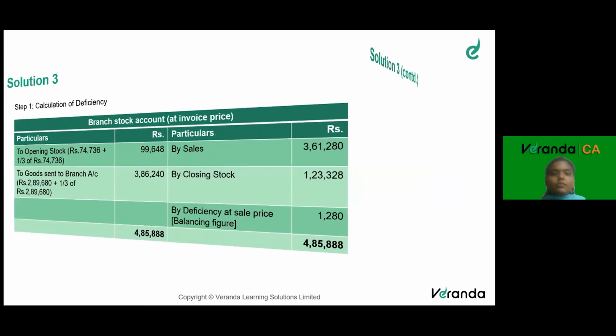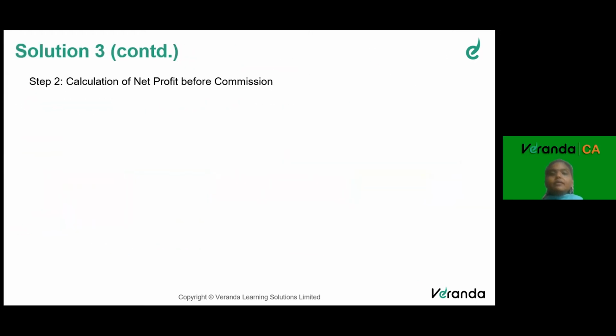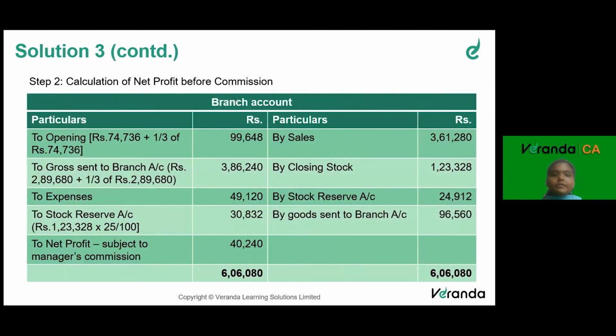Okay. Now, that's working note number 1. Now we need to give him the 10% normal commission. For that, we need to find out the net profit the concern has earned. So branch account: to opening stock, to goods sent, all this we just found out; by sales, by closing stock. So here, still no problem.